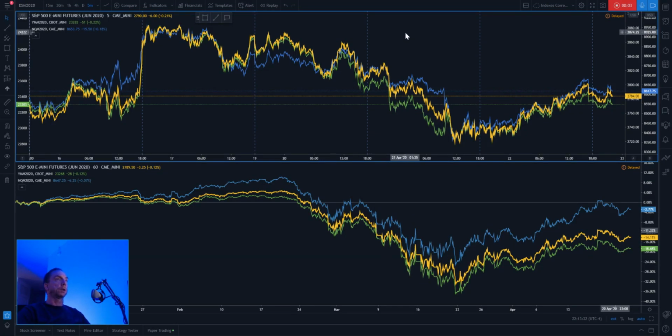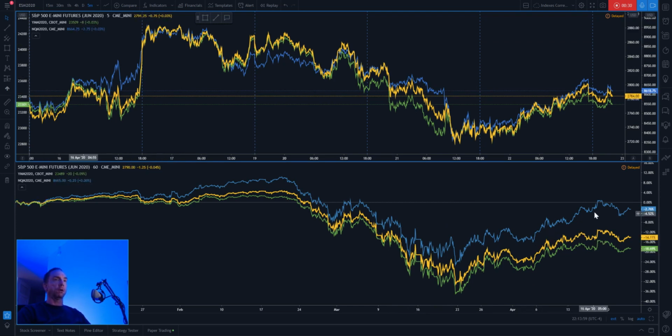Alrighty, everybody. I'm just going to go over some spread trading ideas. This is going to be for the rest of the week. So down here at the bottom, in the blue we have the NASDAQ, in the yellow we have the ES, and in the green we have the YM. On the bottom chart, this is a percentage-based chart.